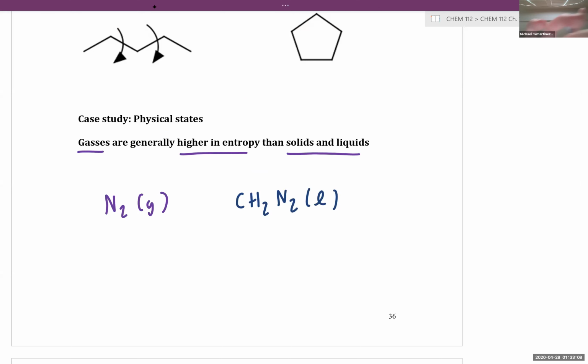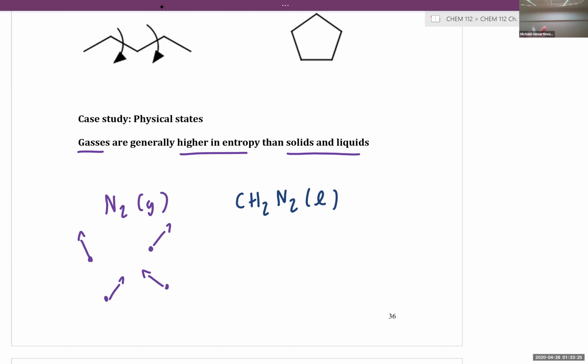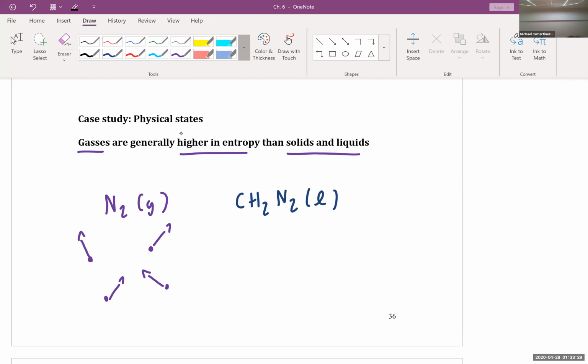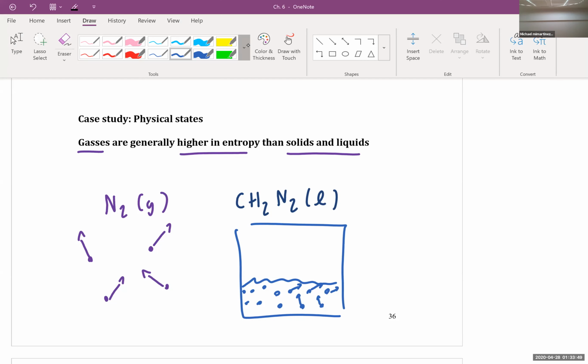And that's essentially because your gas sample is constantly in motion, and each of the gas particles itself can have a variety of different configurations and arrangements in 3D space. Well, if we think about a liquid, the liquid particles have much less freedom of motion. They can certainly move about and bump into each other, but there are far fewer possible states and far fewer possible locations the liquid can occupy. So that's why gases are typically higher in entropy.